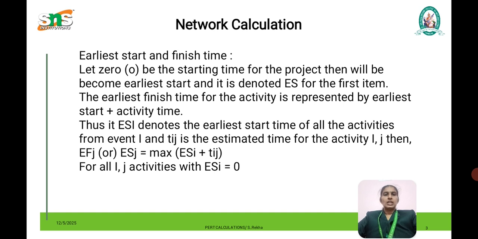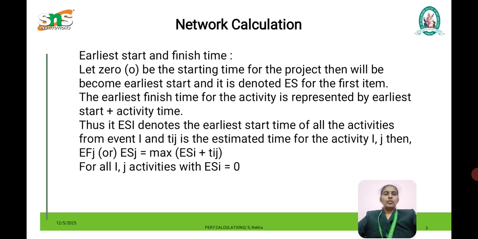Early start is the maximum value of ES plus TIJ. ES is the earliest start time, and we have to find the maximum value and then add it with TIJ. TIJ is nothing but the duration of the time. In order to calculate the early start, let us consider one network example.